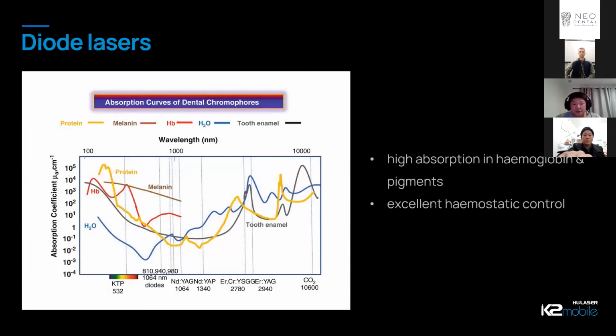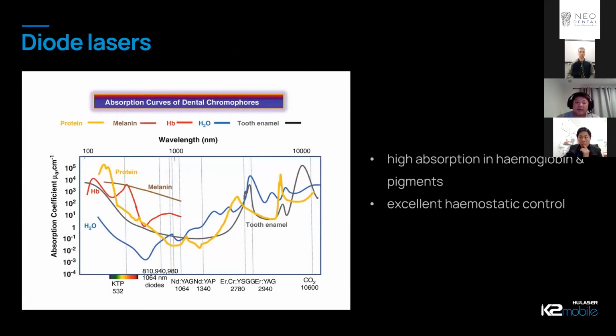So probably the last little bit of science for you here. What this graph shows, on the left hand side you've got the absorption coefficient, and it shows that different tissues respond differently to different wavelengths of the laser. And you can see in the middle there where it says 810, 940, 980, and 1064. Those are the diode lasers.